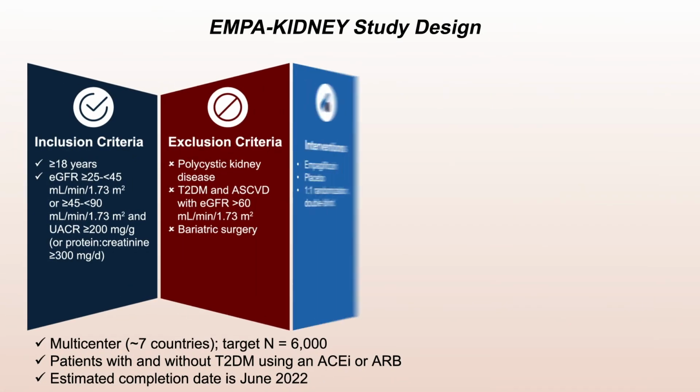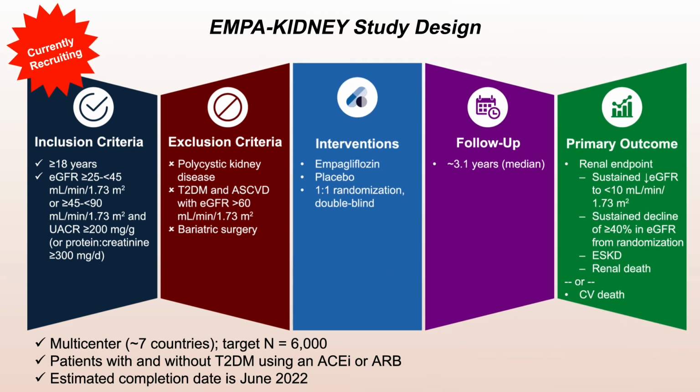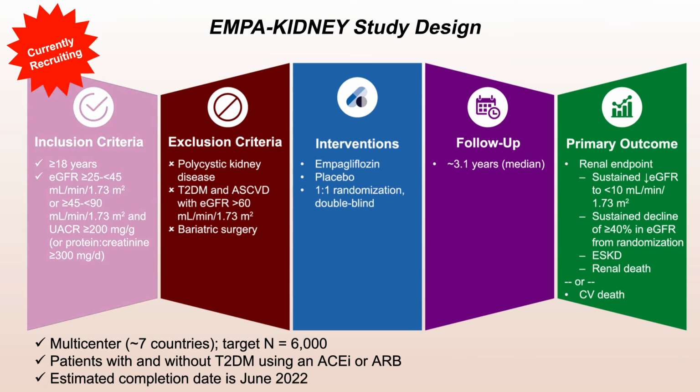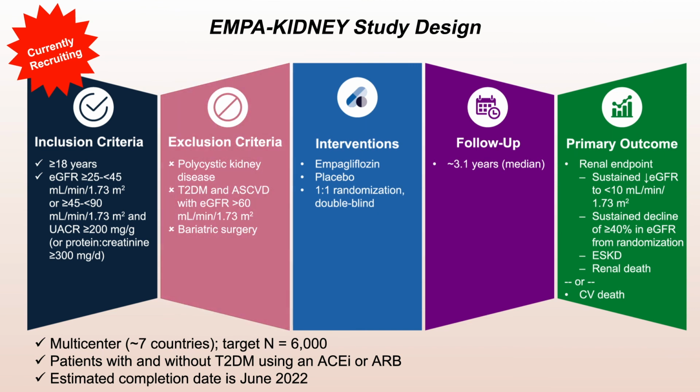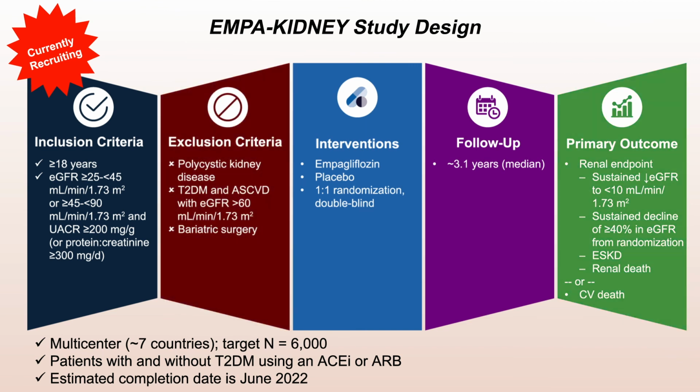And then EMPA-KIDNEY is a little bit bigger trial. And again, you can see here, multi-center, 7 countries, 6,000 patients, very, very large trial. Again, inclusion criteria very similar to what you saw in DAPA-CKD. Again, excluding polycystic disease, type 2 diabetes, and atherosclerotic disease in people with GFRs greater than 60. And of course, interestingly, bariatric surgery. Here, the primary endpoint is a renal endpoint, which is sustained decrease in GFR less than 10 mL per minute, sustained decline of greater than or equal to 40% in GFR, ESKD or renal death, or CV death.